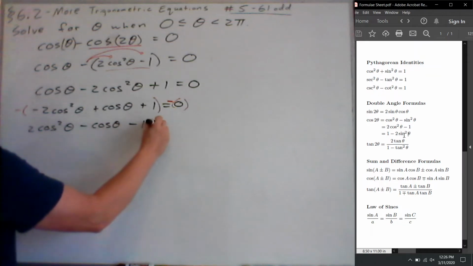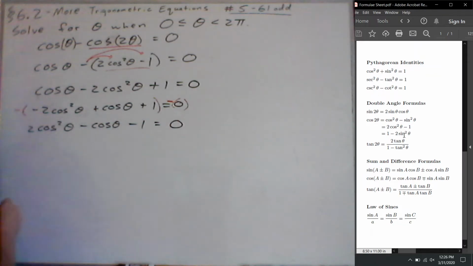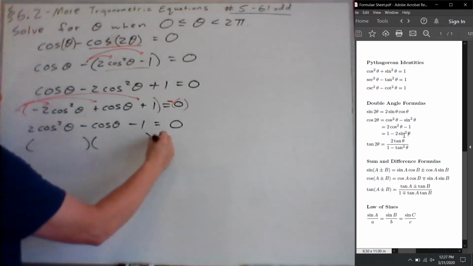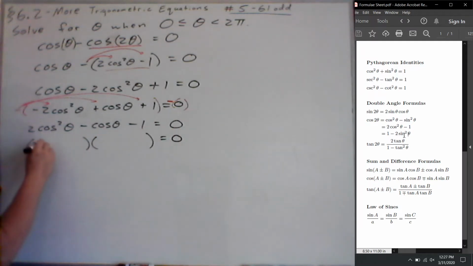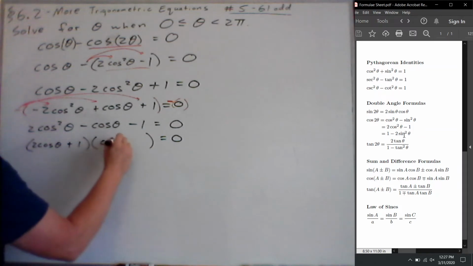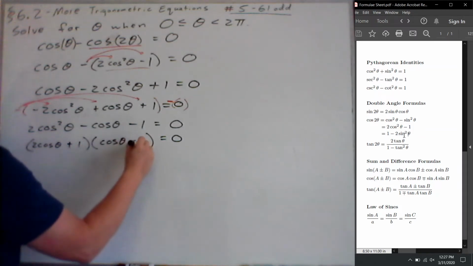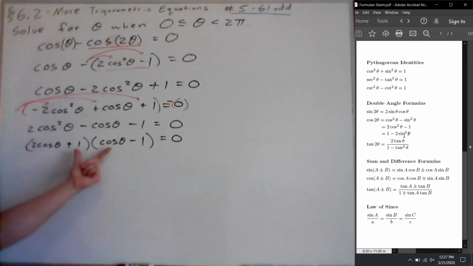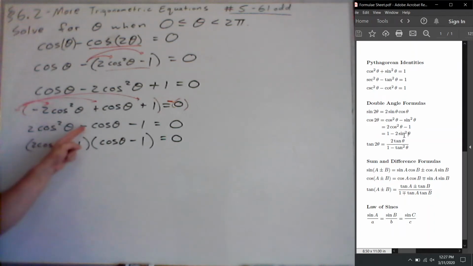Minus 1, negative 0, that's just silly, that's still 0. So now it looks exactly like the other stuff we just factored. And it looks like I can factor this down into 2 cosine theta plus 1 times cosine theta minus 1. I switched the plus and the minus because, again, I want a negative cosine theta.